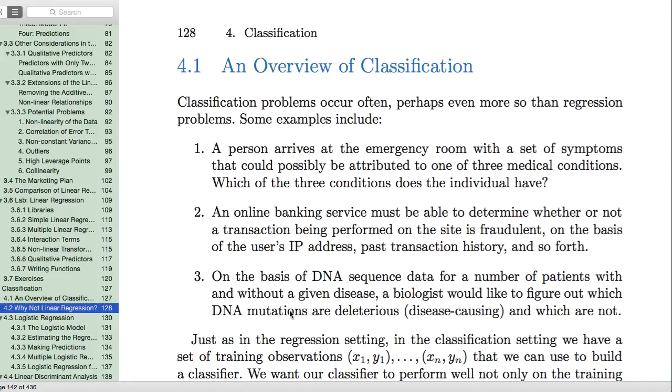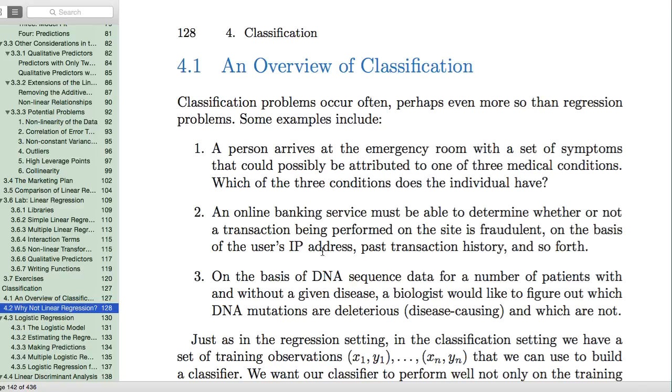So in addition to the examples that we got in chapter 2, here are some examples of cases where we want to do classification. So let's remind ourselves that classification is the case where y, the dependent variable, or the response variable, or the output variable, is qualitative in nature. And it doesn't matter whether the predictors are qualitative or quantitative.